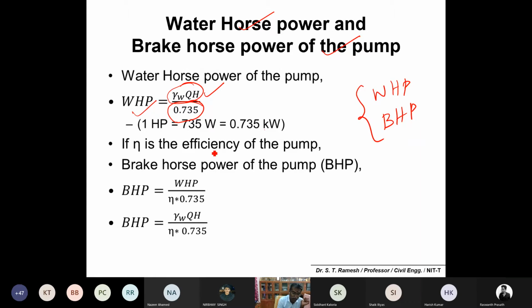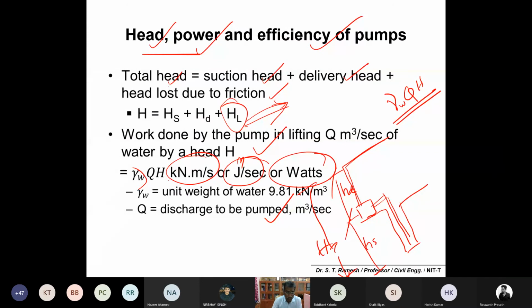And if the efficiency is known, BHP is very simple: WHP divided by eta, where eta is the efficiency of the pump. Is it okay? So 3 formulas you have to be familiar with. It makes it easy to solve problems. Total head is important. H is equal to suction plus delivery plus loss of head due to friction, and that is very simple, and you can calculate it using the Darcy-Weisbach equation.